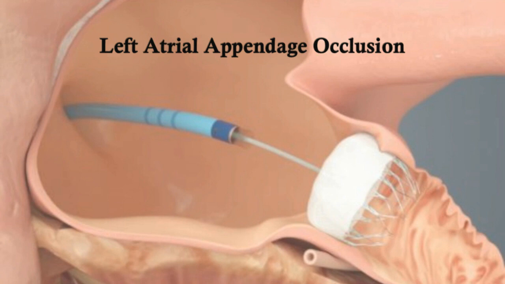One of the most common examples known today is the Watchman device. This device is deployed inside the appendage and works like a plug, preventing blood from entering the pocket.